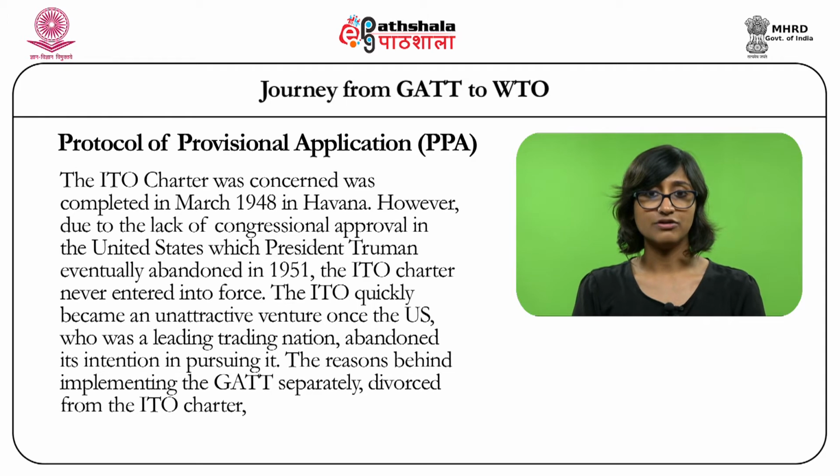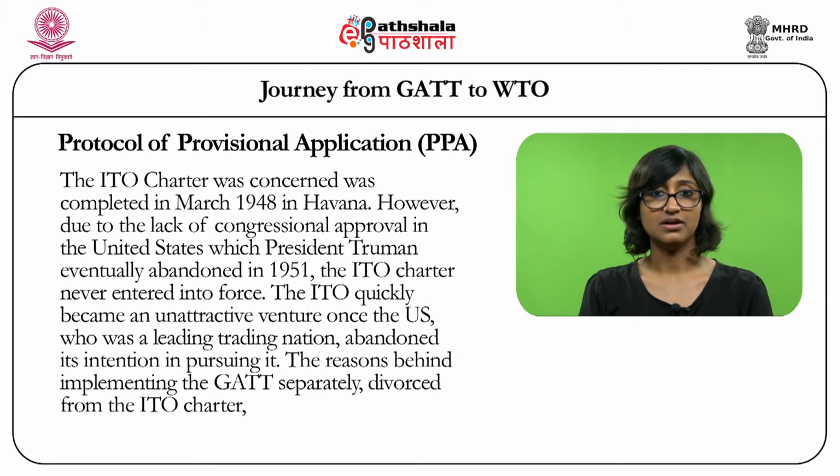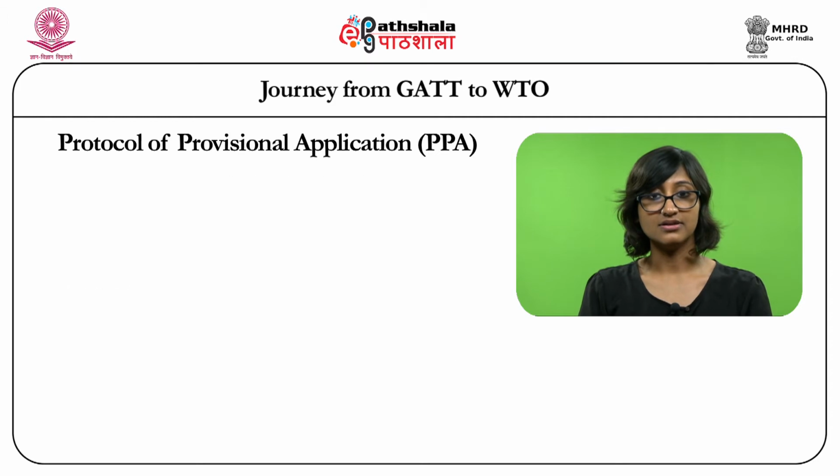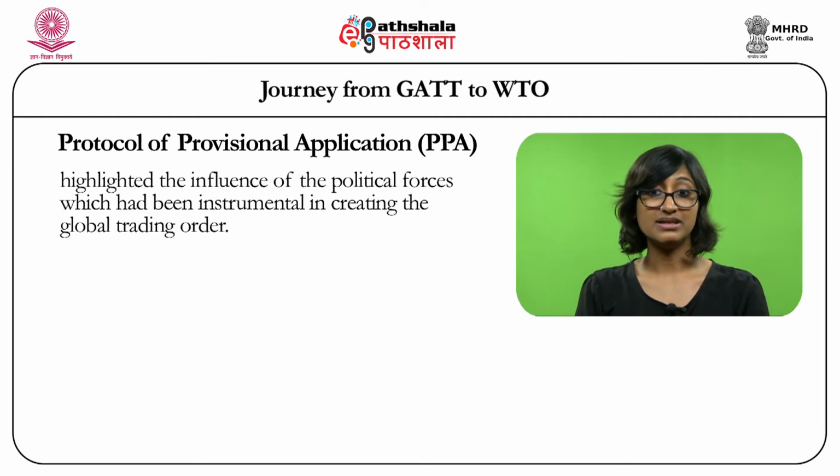However, due to the lack of congressional approval in the United States, which President Truman eventually abandoned in 1951, the ITO Charter never entered into force. The ITO quickly became an unattractive venture once the US, who was a leading trading nation, had abandoned its intention in pursuing it. The reasons behind implementing the GATT separately, divorced from the ITO Charter, highlighted the influence of the political forces which had been instrumental in creating the global trading order.